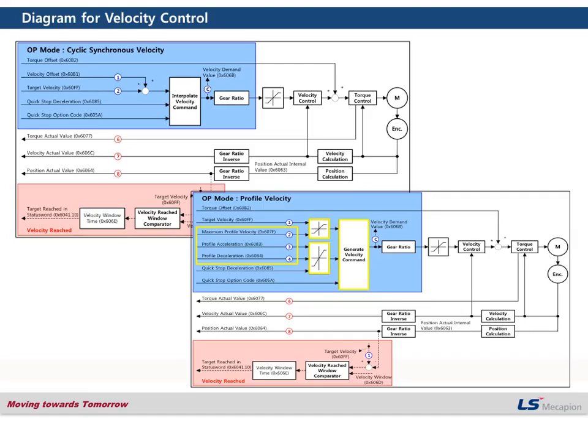They are the diagrams for velocity control. The first one is for CSV mode, which needs the PDO update. And the second one is profile velocity. In this PV mode, as we have said in the previous page, the drive generates the profile by itself, like this kind of profile. So to make this profile, we need some different parameters.